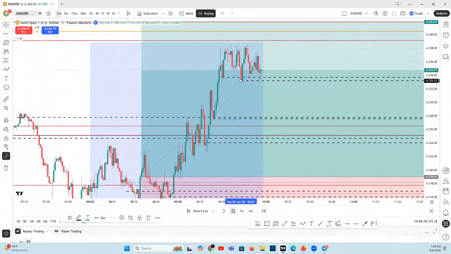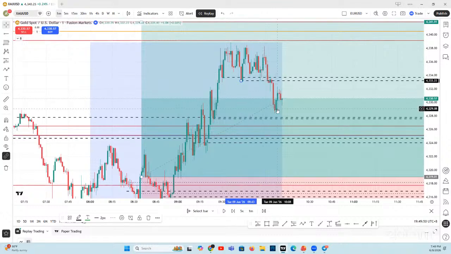I know this will take time, but this is the way. You have to be patient. You see, it's respecting this support. Maybe not at that time it went there, but see, we still have more room to move.